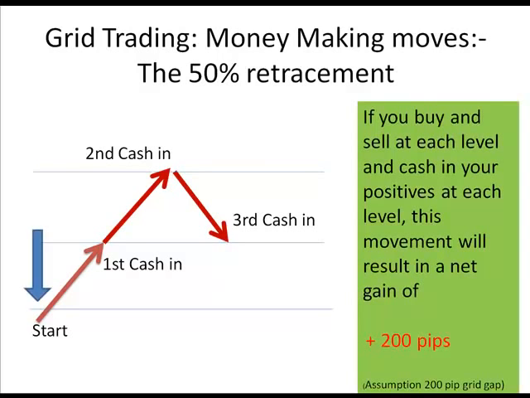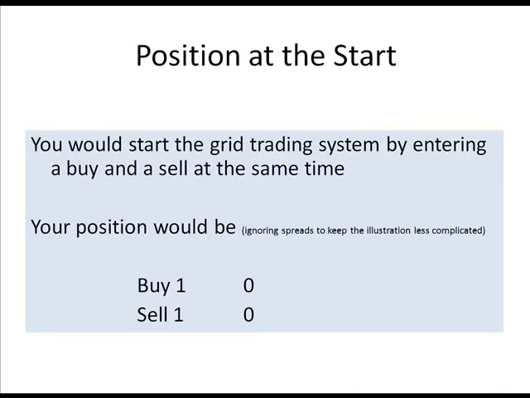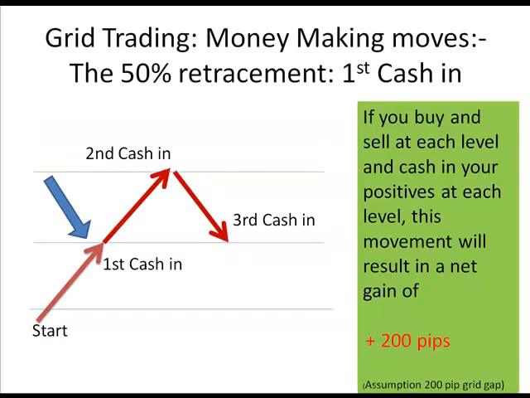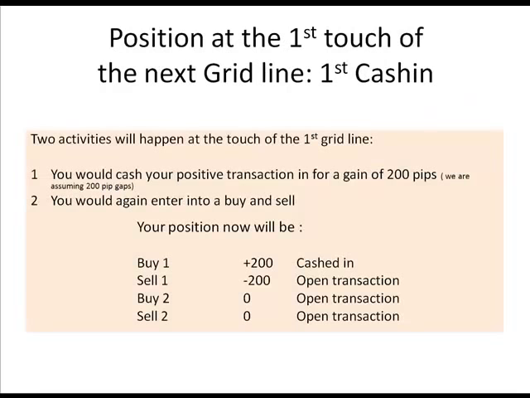So let's go through that very carefully. Let's go to the start. Again, you're breaking even. Then you move to the second level, which is the same as the previous example. There you cash in your buy. Your sell is then an open transaction, which is negative 200, and you then enter 2 new transactions, which is a buy and a sell.